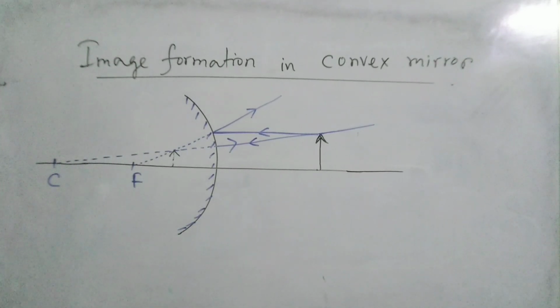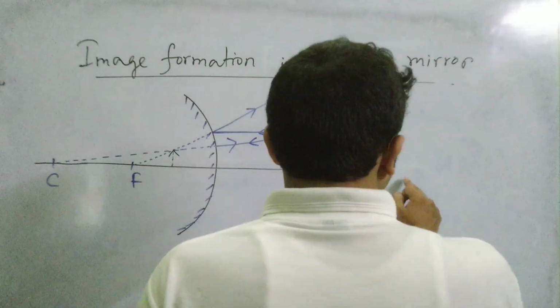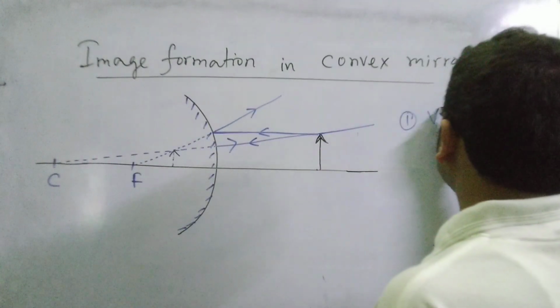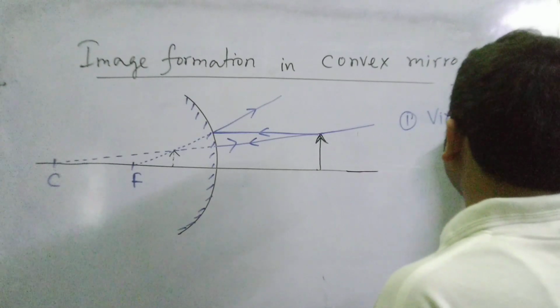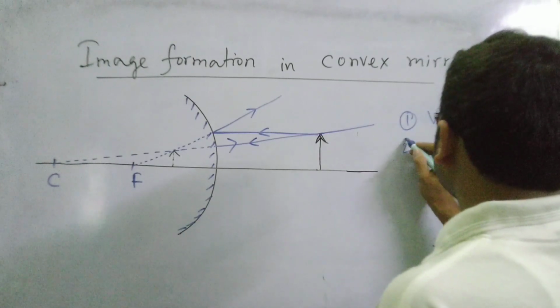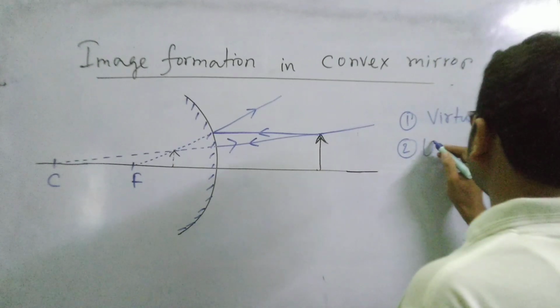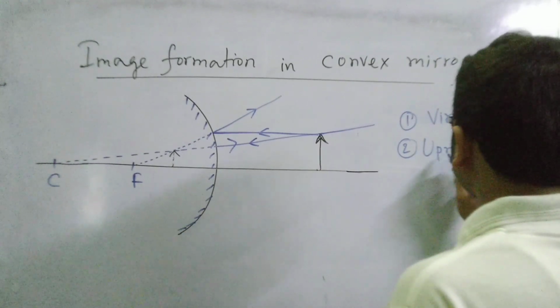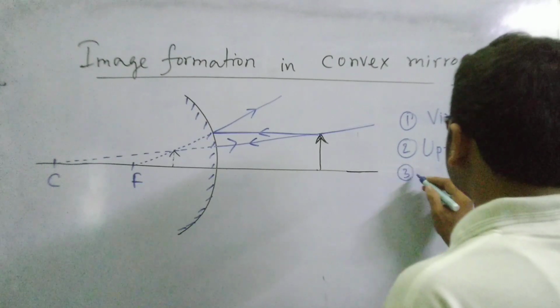So this is how the image for a convex mirror is formed. And as you can see, if you consider the nature of the image, first of all, the image is virtual in nature. Second, as it is virtual, it is upright or erect. Third point is that it is diminished.